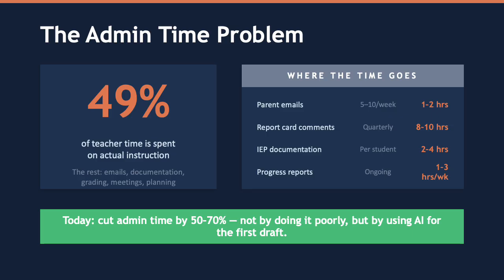In my case, and I'm a band director, music teacher, I spend a lot of time dealing with equipment, sheet music, fixing music stands, and on and on. Today, I'm going to show you how to cut the time you spend on administrative tasks by 50 to 70%. Not by doing them poorly, but by using AI tools to handle the first draft so you can spend your time refining instead of creating from scratch.